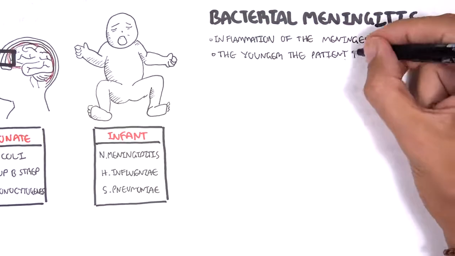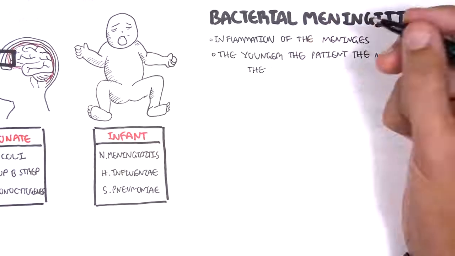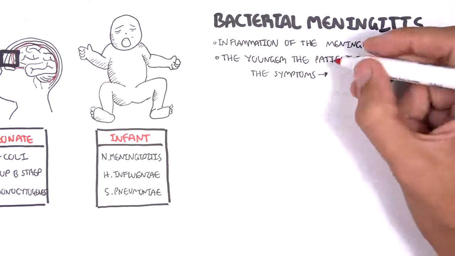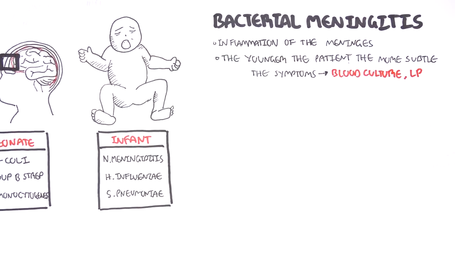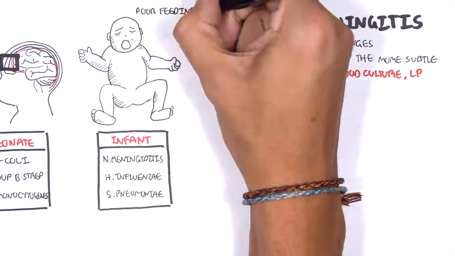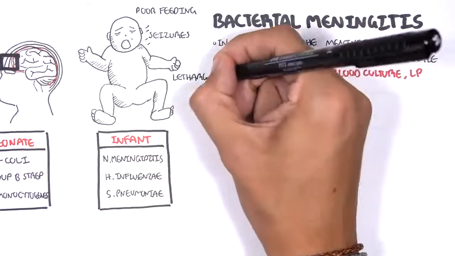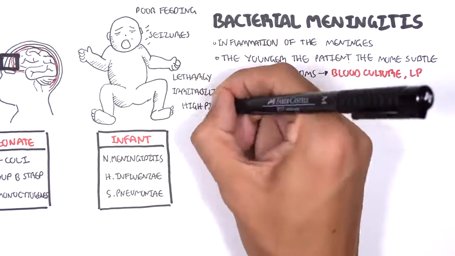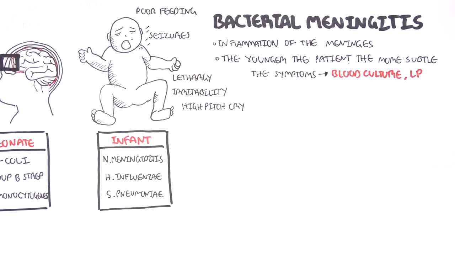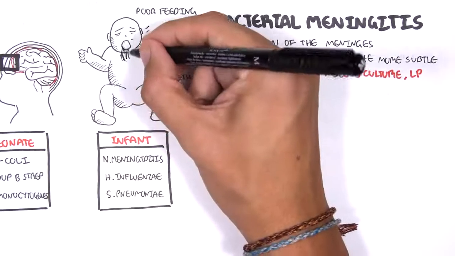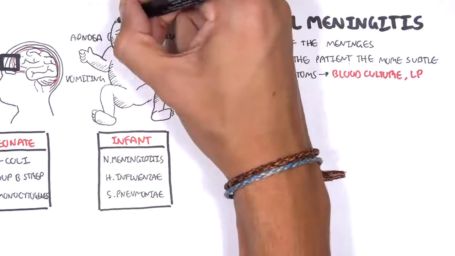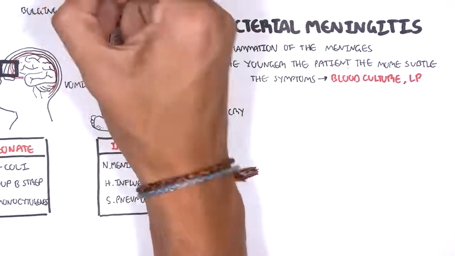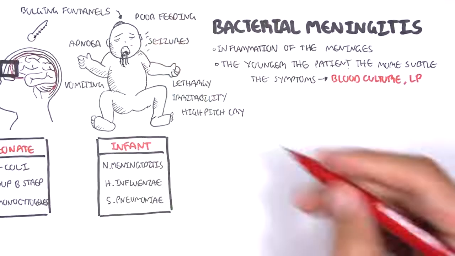Now, the younger the patients, the more subtle the symptoms. If meningitis is suspected, blood cultures must be performed to identify the causative agent. As well, possibly a lumbar puncture needs to be performed. The signs and symptoms of bacterial meningitis include poor feeding, seizures, lethargy, irritability, high-pitched cry, bulging of the fontanelles because of increased intracranial pressure, fever, apnea, and vomiting.